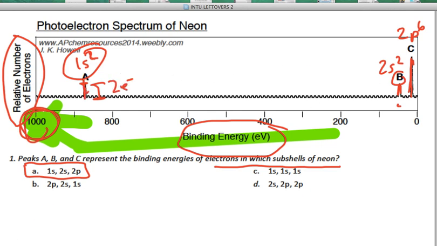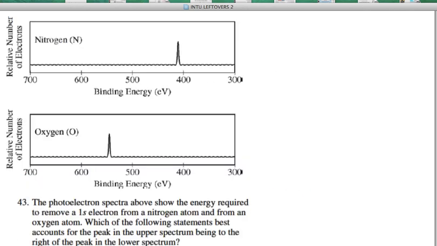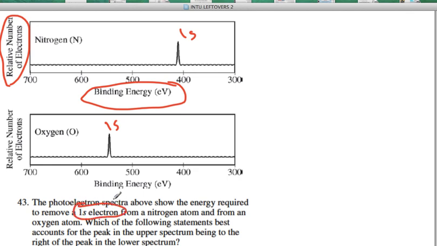Then you could compare all the other lines if you had to identify the element. If you look here, notice it says binding energy and relative number of electrons. So ultimately I know that this is representing 1s and this is representing 1s, and it tells you the amount of energy required. Obviously the energy is higher for oxygen. If you notice, this is 400, this is a little over 500. Why? Well, ultimately there's two things.